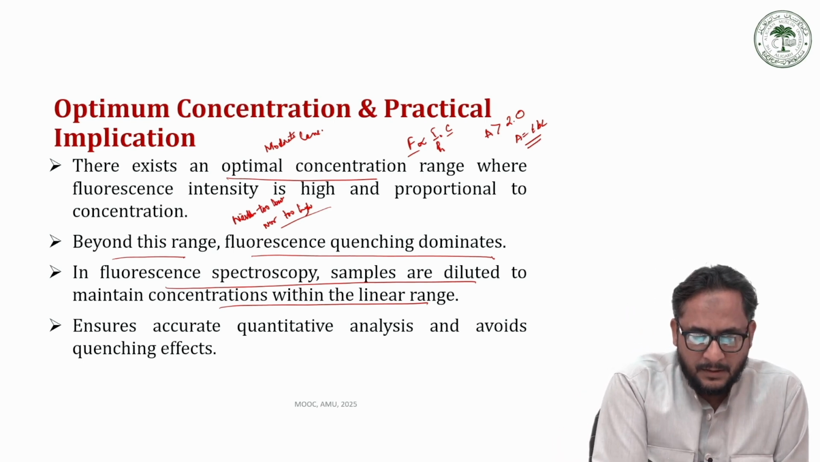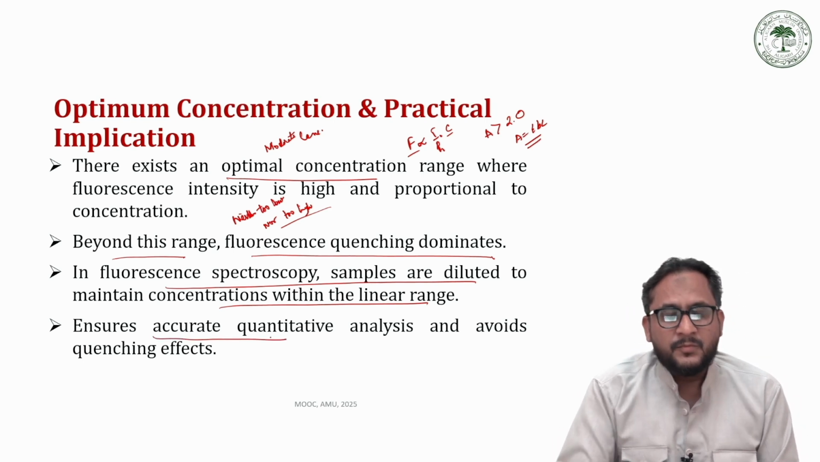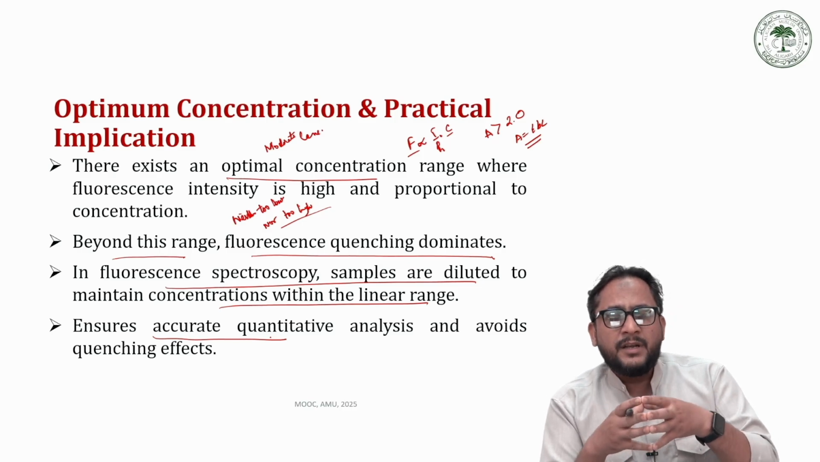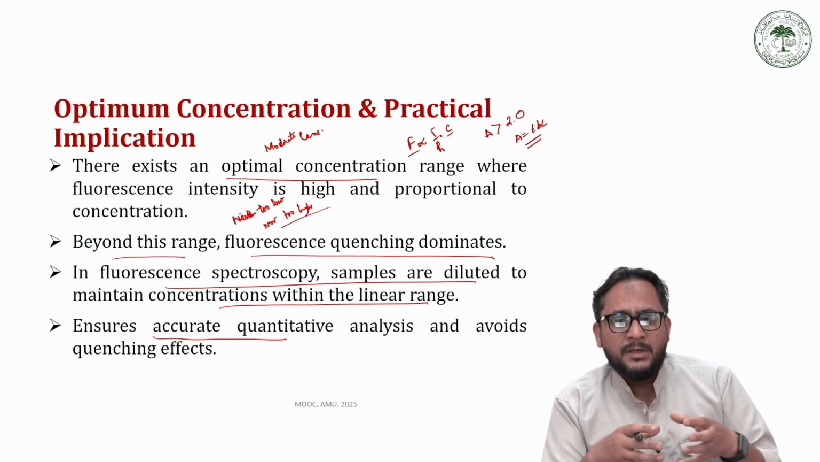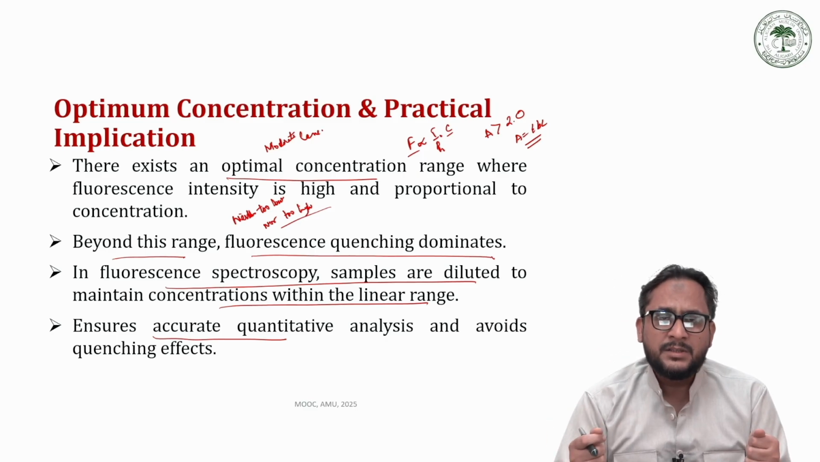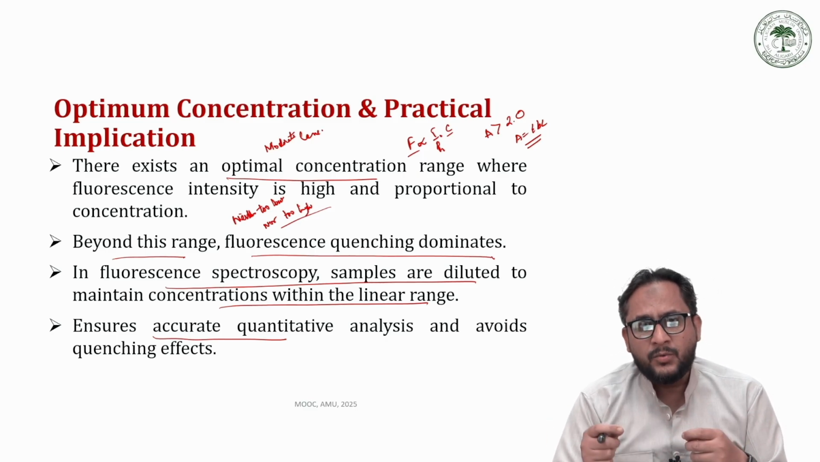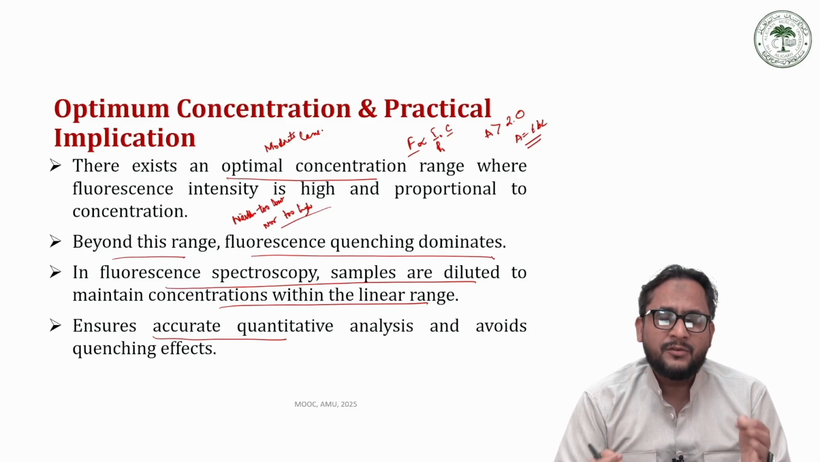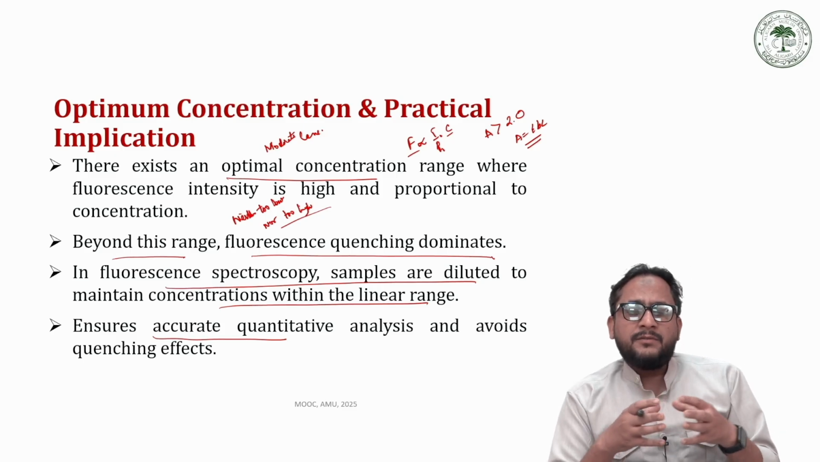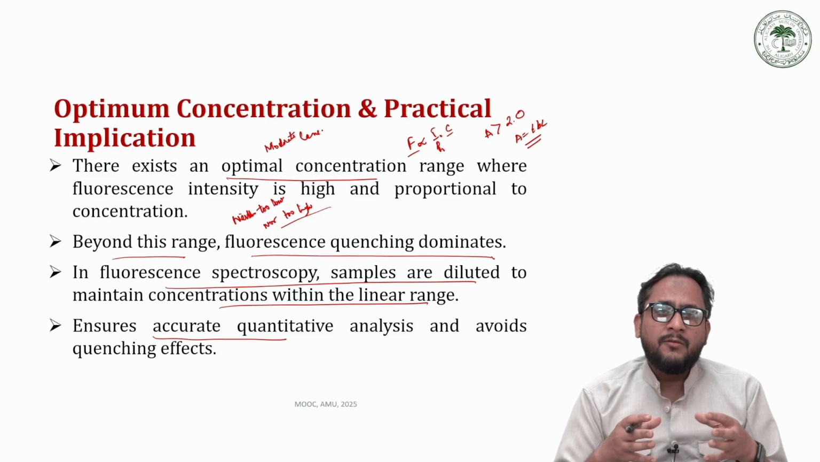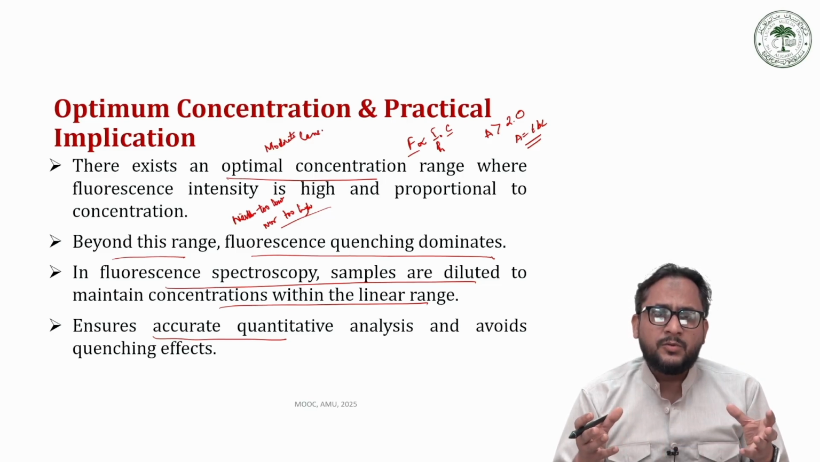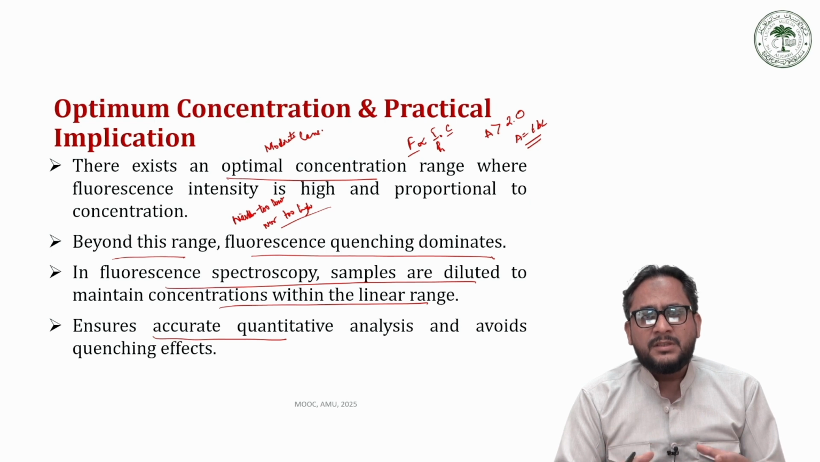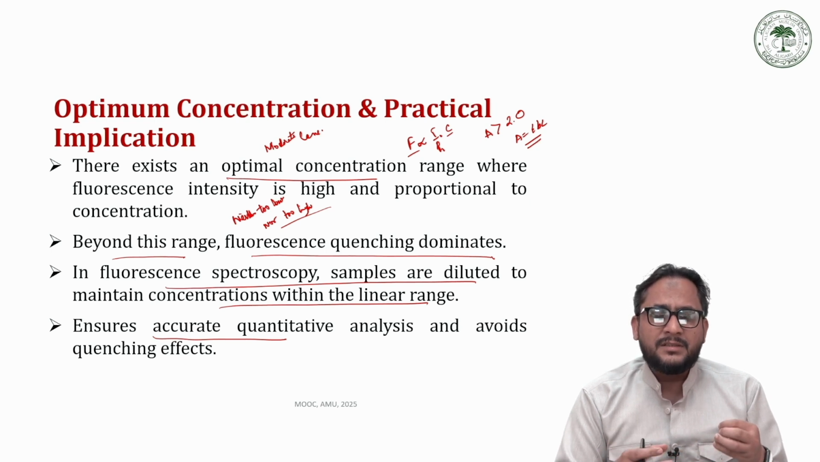Clear? So we have to maintain the concentration at a moderate value. If the concentration is very high, we have to dilute the sample to bring it into the optimal range. Then only we can calculate the concentration of the sample. For higher concentration we have to dilute the sample so that our results will be reliable. Otherwise the linear relation does not hold good, and the quantitative analysis that we are going to do is not correct.